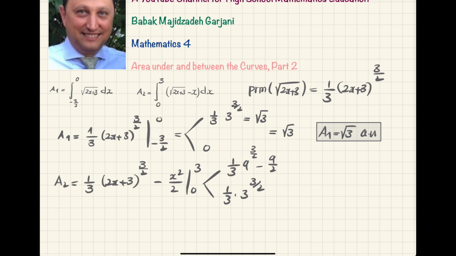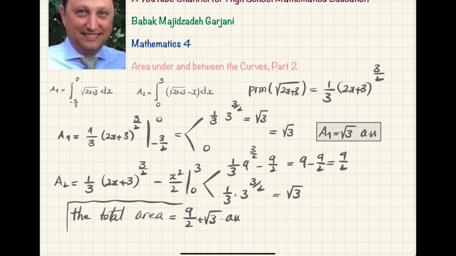Okay? And let me simplify this. This one is the square root of 3. How should I calculate this? 9 to the power 3 over 2 is 3 squared to the power 3 over 2, so it becomes 3 to the power 3. 27 divided by 3 is 9, minus 9 over 2. If I simplify that, it becomes 9 over 2. So the total area is the sum of these two numbers, 9 over 2 plus the square root of 3 area units. Okay? Is that understandable?